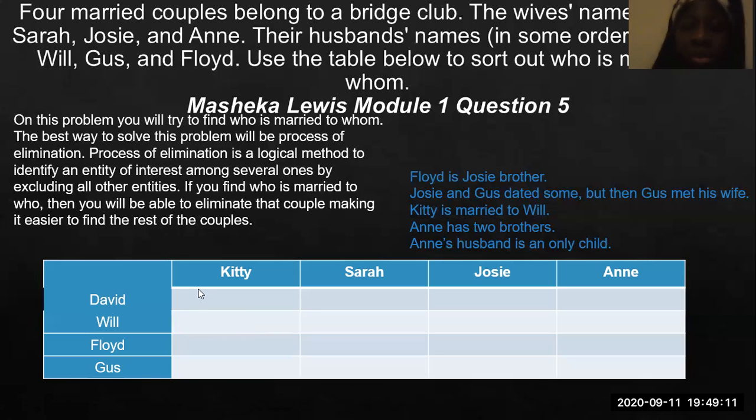In solving a problem in general, process of elimination means eliminating a solution that we know is not equivalent to the problem. So let's do it step by step and check. We'll start with Josie and Floyd. Floyd is Josie's brother, so we already know that Josie and Floyd are not married, so we'll put an X.